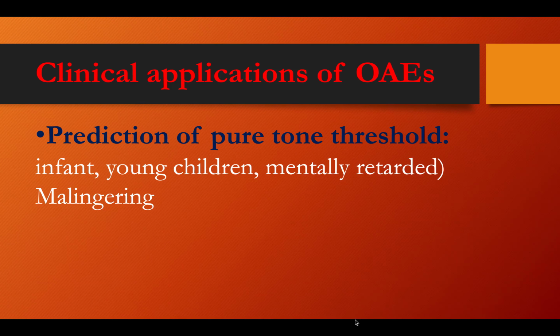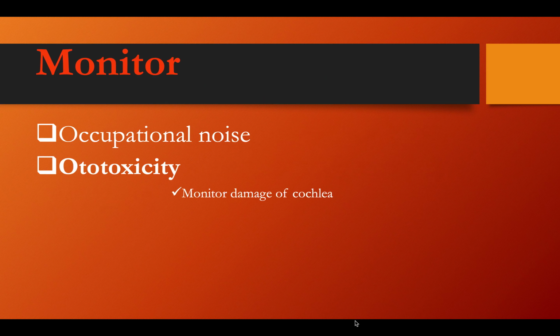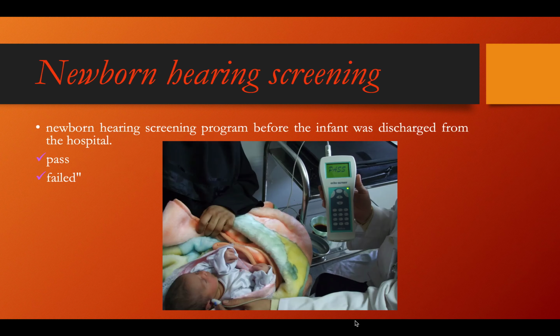What about the clinical applications of otoacoustic emissions? First of all, estimation of pure tone thresholds in infants, young children, the mentally retarded, and bilingual patients, and to monitor the damage of the cochlea in occupational noise exposure and in ototoxic medications. And also it is used in newborn and neonatal hearing screening. Neonatal hearing screening is either pass or fail.